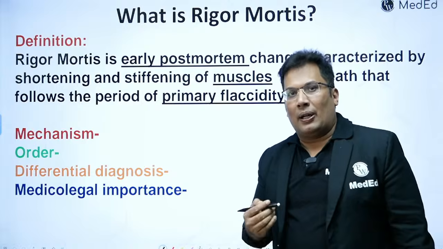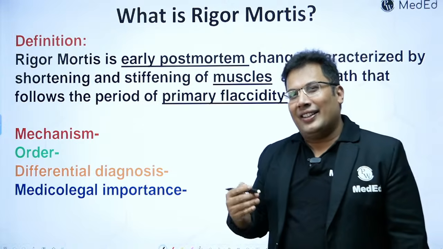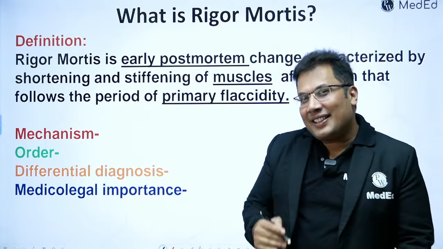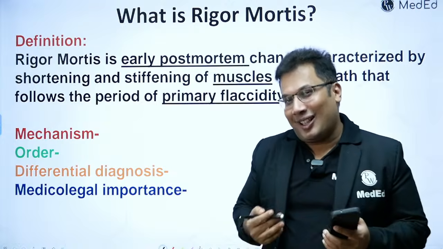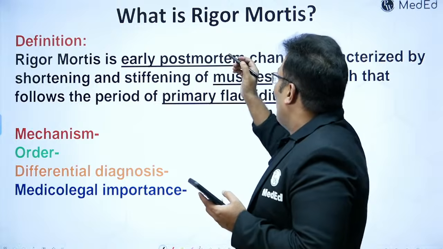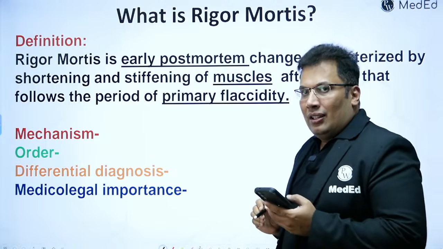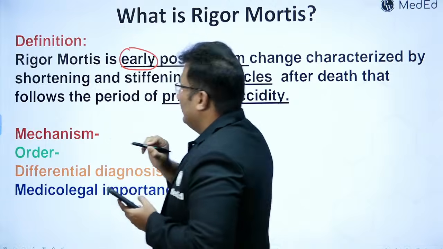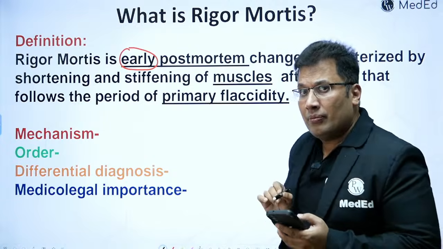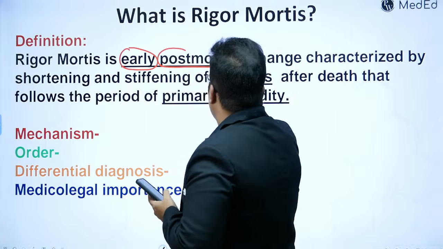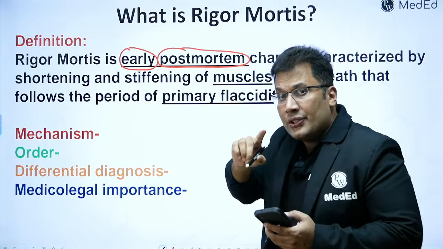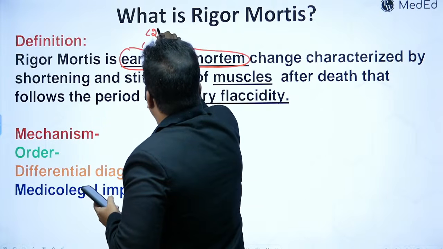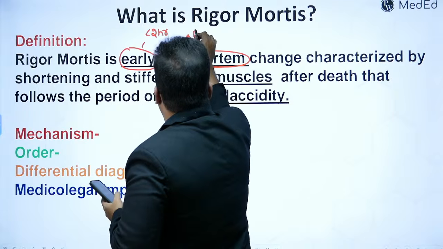Next comes rigor mortis. Very important question. Let's see what to write in a rigor mortis question. So, what is rigor mortis? Rigor mortis is an early postmortem change. Early means within 24 hours. Postmortem, remember, it occurs after death, not before death. So early, less than 24 hours. It occurs after death.